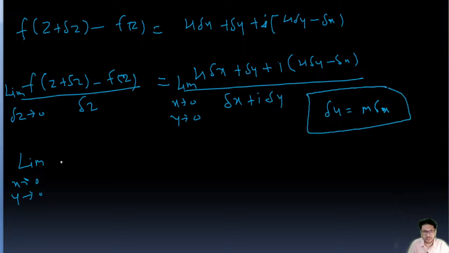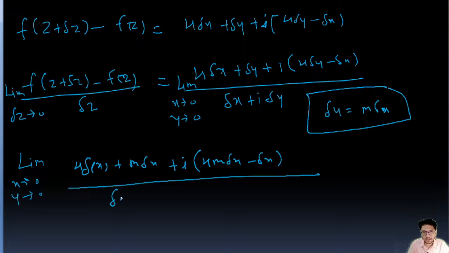Okay, so this is going to be limit, and delta x we will take common. We'll put the value of delta x first. So this is going to be 4 delta x plus delta y, whose value is m delta x, right? m delta x plus iota into 4 delta y, whose value is m delta x, right, minus delta x, upon delta x will remain as it is, and iota delta y equal to m delta x. Okay, now next.